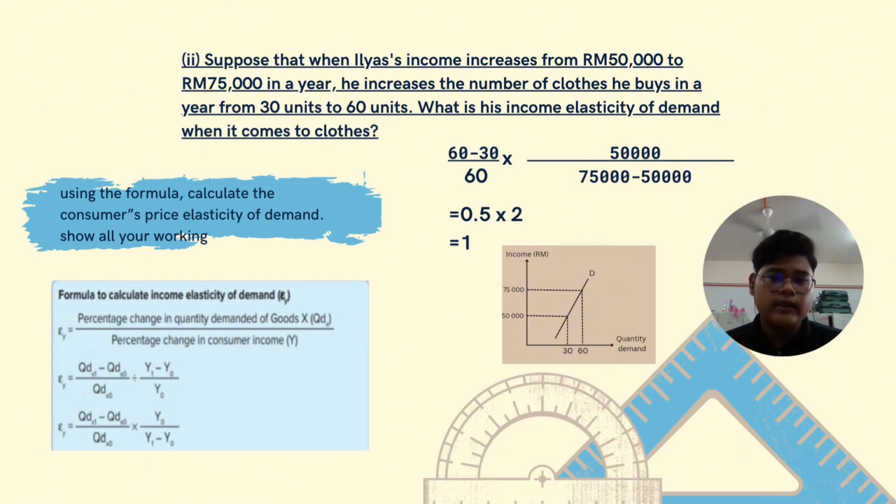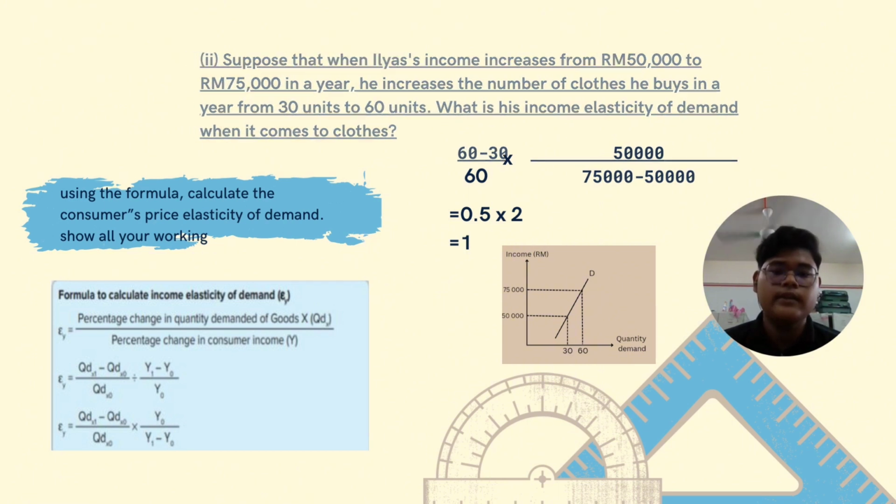Show all your working. I'm using the formula to calculate income elasticity of demand. It is QD1 minus QD0 per QD0 divided by Y1 minus Y0 per Y0. It will be 60 minus 30 per 60 multiplied by 50,000 per 75,000 minus 50,000. It will become 0.5 multiplied by 2 and the answer will be 1.